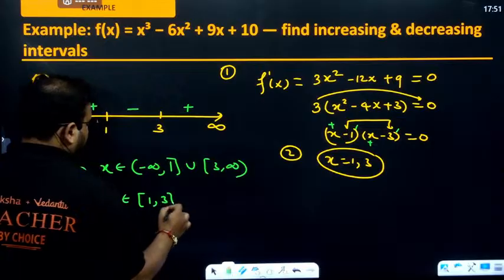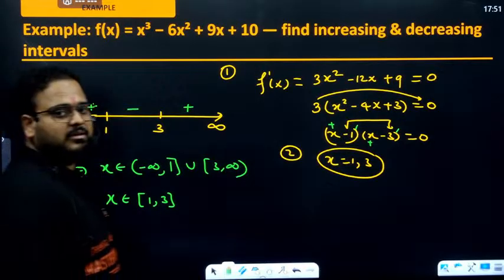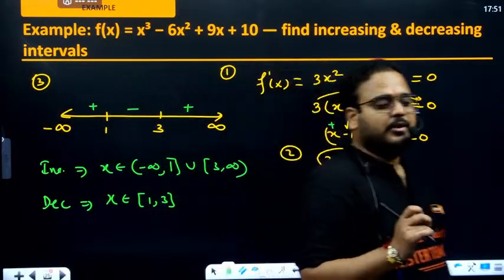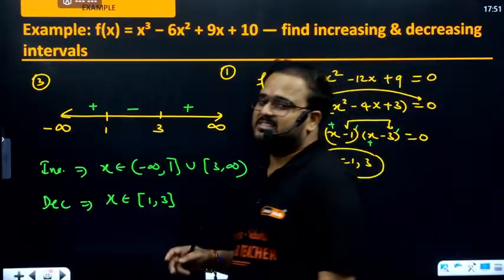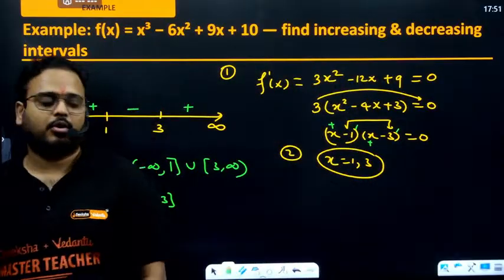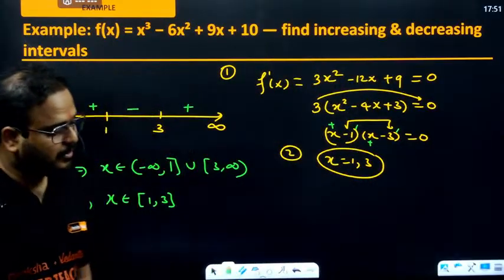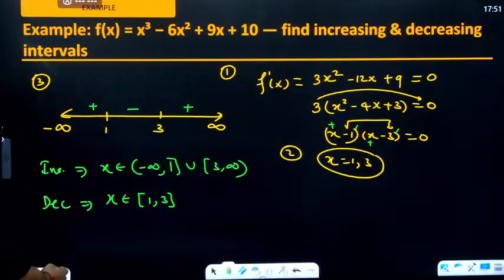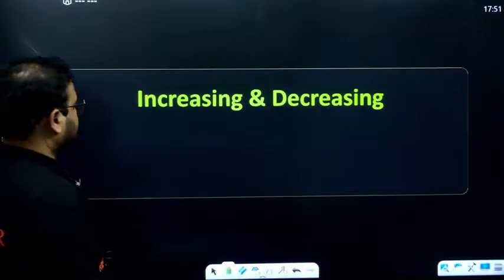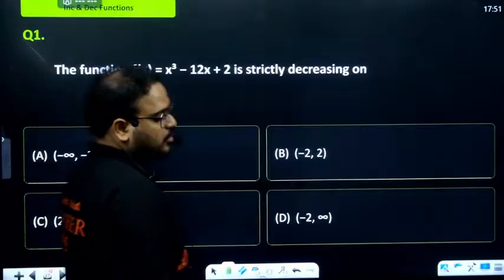If I talk about decreasing, same way, x will be in the interval 1 to 3 closed. Again, I'm mentioning, if you had in the question strictly increasing or strictly decreasing, then there will be no closed brackets. Clear? Now we have some questions to solve.